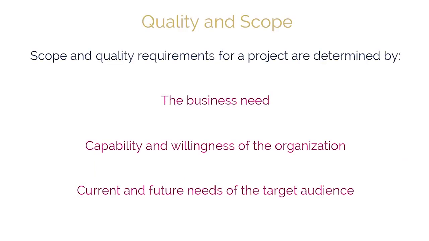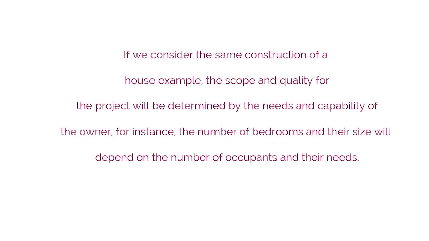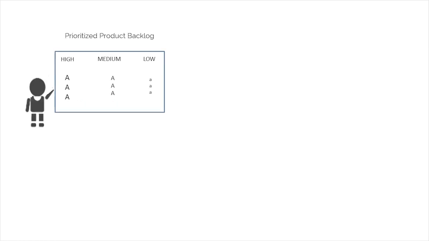Scope and quality requirements for a project are determined by considering the following factors: the business need that necessitates the project, the organization's capability and willingness to address the identified needs, and the current and future needs of the target audience. If we consider the same construction of a house example, the scope and quality for the project will be determined by the needs and capability of the owner. For instance, the number of bedrooms and their size will depend on the number of occupants and their needs.